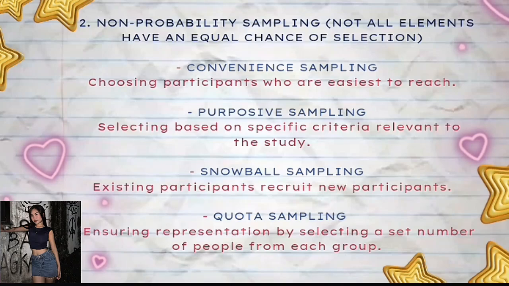Snowball sampling. Existing participants recruit new participants. Quota sampling. Ensuring representation by selecting a set number of people from each group.